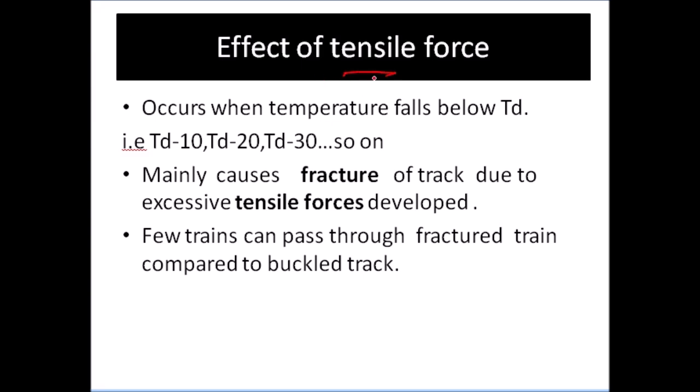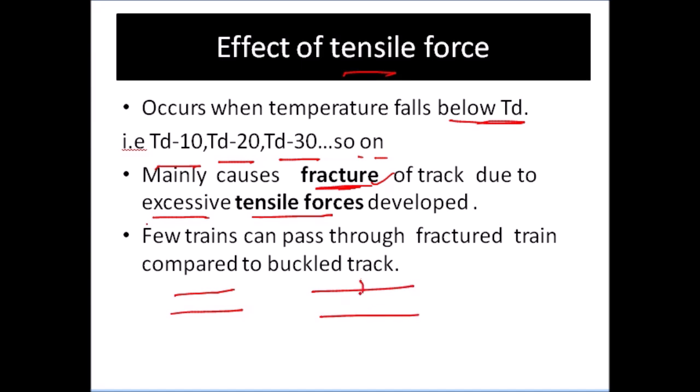Now what will tensile force do? We have seen that when temperature falls below TD, like TD minus 10, TD minus 20, TD minus 30, and so on, you will get fracture. Due to excessive tensile forces, when tensile forces cross the limiting value, you will get fracture of the track. What does fracture mean? You have a track like this, and because of tensile forces a crack develops inside the rail. This is called fracture.